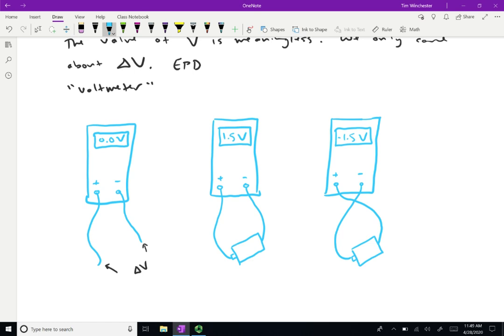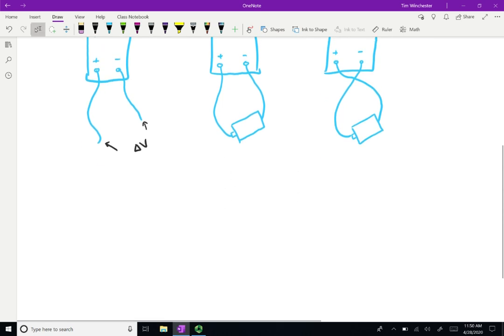Because we only ever care about differences in potential and the actual value of potential doesn't matter at all, we are allowed to pick some random place that we want to call electric potential of 0. And we have a name for that. We call it the ground.